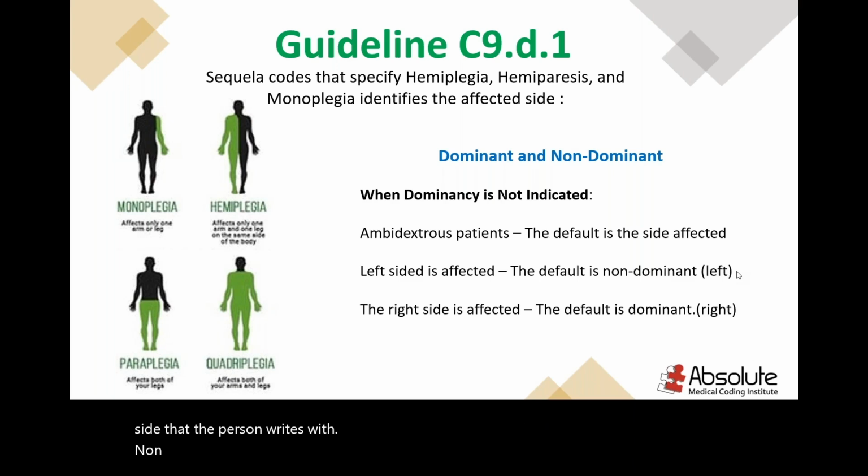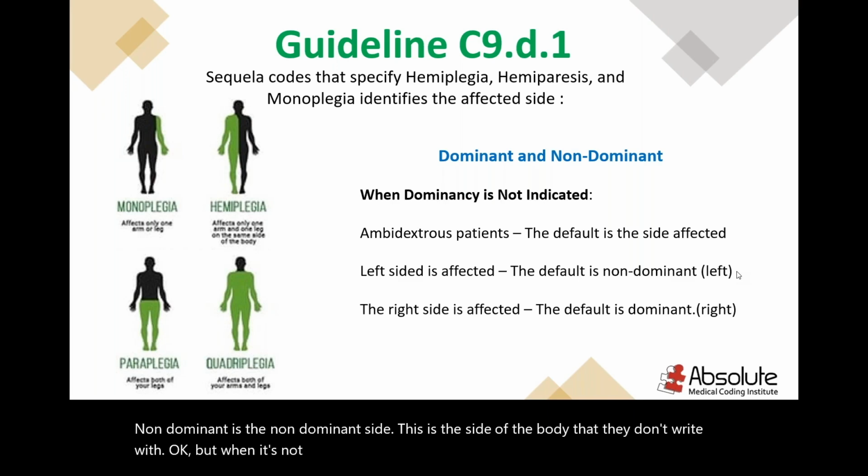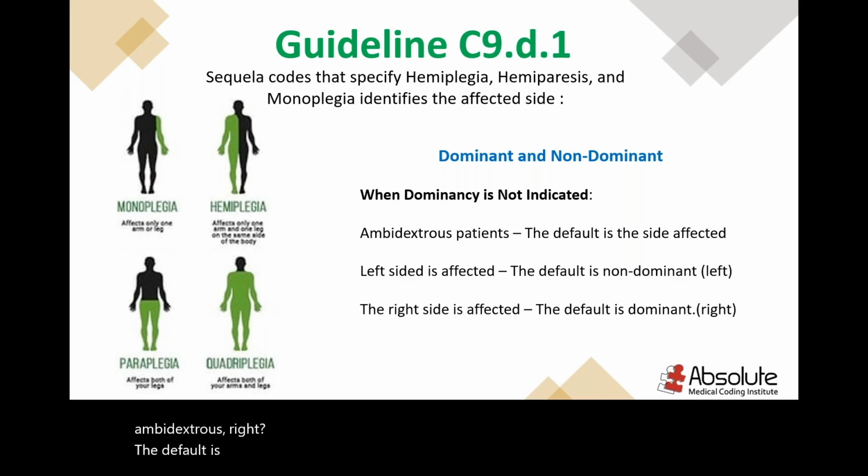Non-dominant is the non-dominant side. This is the side of the body that they don't write with, okay? But when it's not documented as dominant or non-dominant, if a patient is ambidextrous, right, the default is the side that is affected.